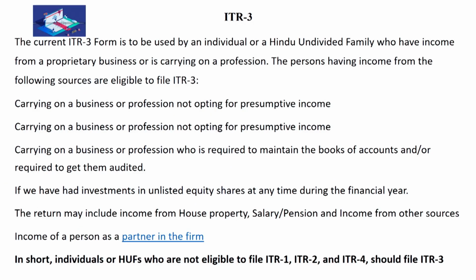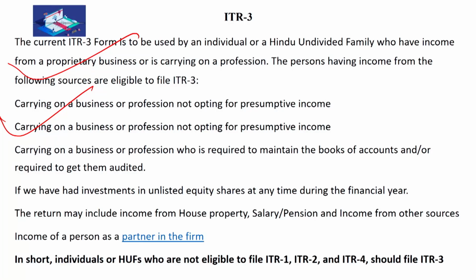In the case of ITR 3, the current ITR 3 is being used by an individual or Hindu undivided family whose total income is from a proprietary business or who is carrying on a profession, and a person having income from the following sources is eligible to file ITR 3. First, carrying on a business or profession not opting for presumptive income.